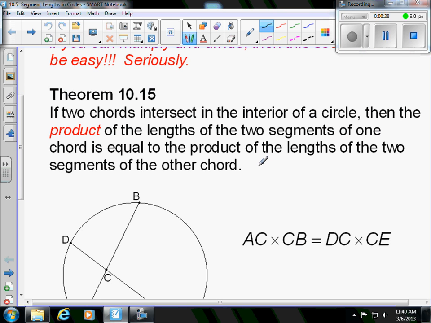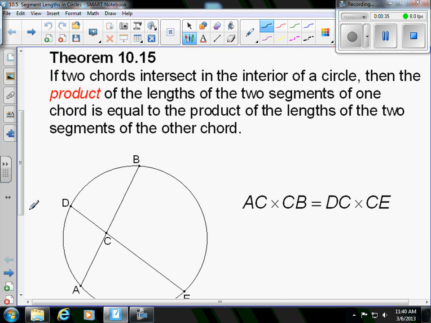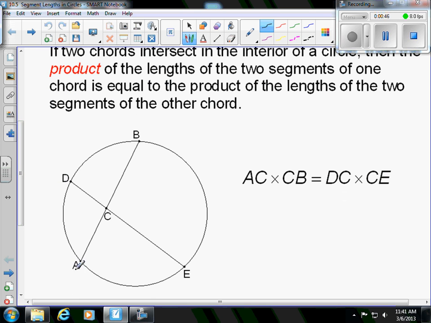Our first theorem, theorem 10.15: if two chords intersect in the interior of a circle, then the product of the lengths of the two segments of one chord is equal to the product of the lengths of the two segments of the other chord. So here you have two chords intersecting at point C. That means AC times CB is equal to DC times CE, and that's the formula I've written right here. Okay, so now let's try to apply it.